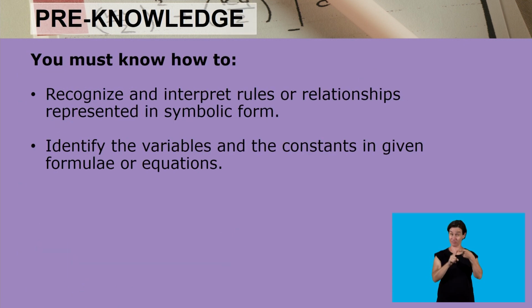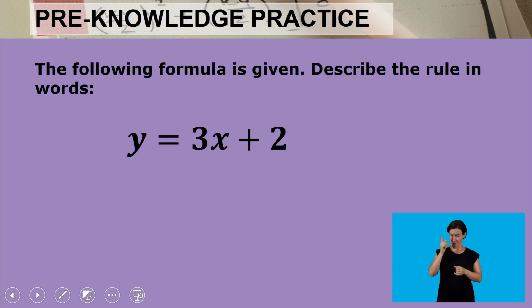So let's look at the pre-knowledge that we should have for this lesson. You must know how to recognize and interpret rules or relationships represented in symbolic form. And you must also know how to identify the variables and the constants in a given formula or equation. Let's put that pre-knowledge into practice.